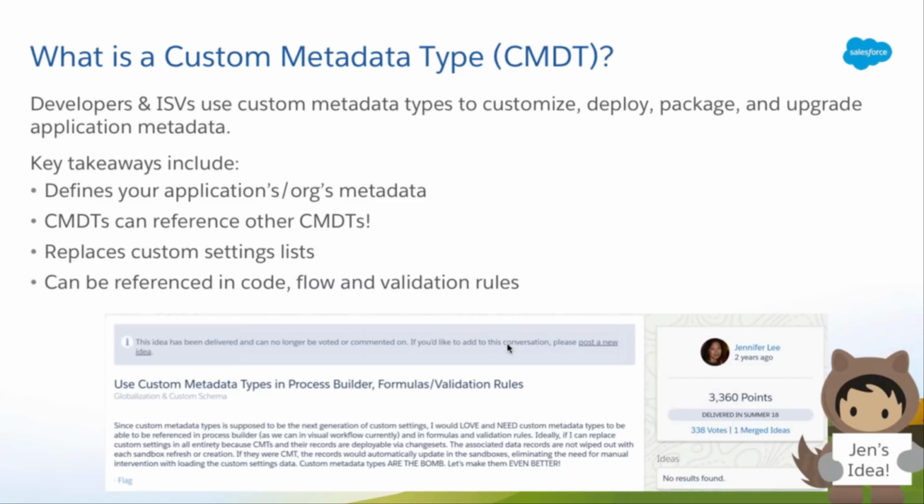Now I'm going to make a forward-looking statement here. Okay, you will. So I posted this idea on the Idea Exchange, and the team delivered custom metadata type on validation rules. Formulas is coming in Winter 19. It's already in the preview org, and I've taken a quick look at it, so I'm really excited for that. And then Vlad has promised that it will come in Process Builder in a future release. Vlad is the product manager for this feature. Correct. Great.